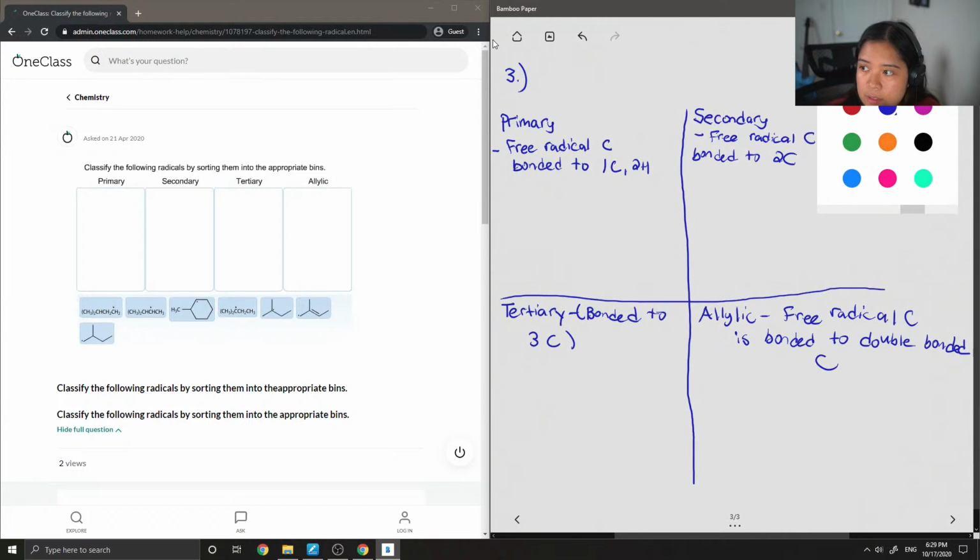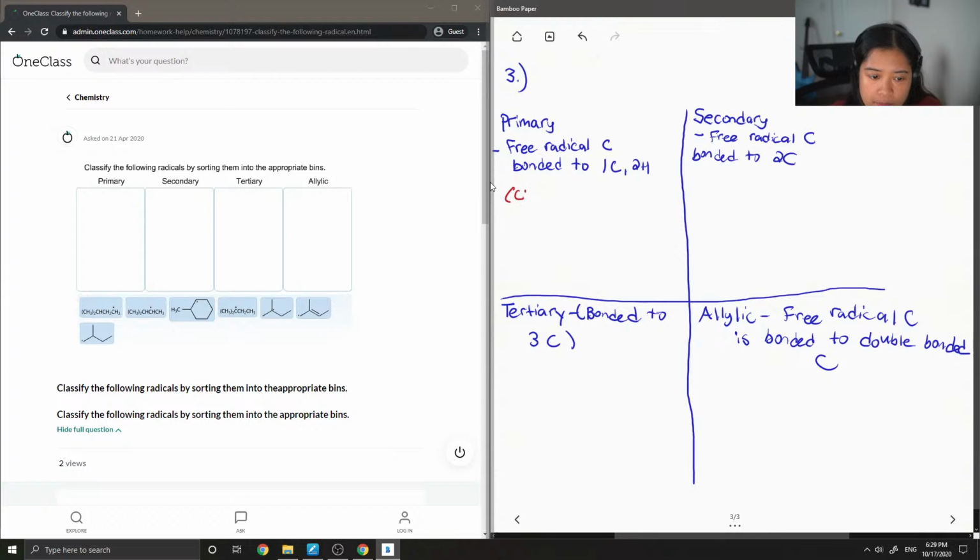Okay, so let's go over our different radicals that they gave us. So the first one is a primary radical. It's only bonded to 1 carbon. Well, it's bonded to 1 carbon and then 2 hydrogens. Then the second one is a secondary radical.